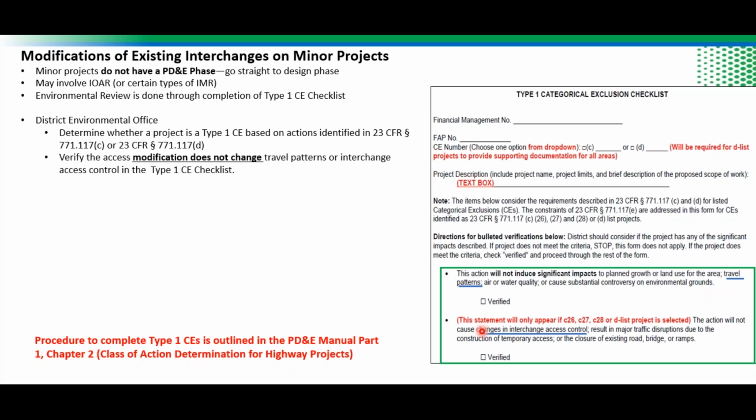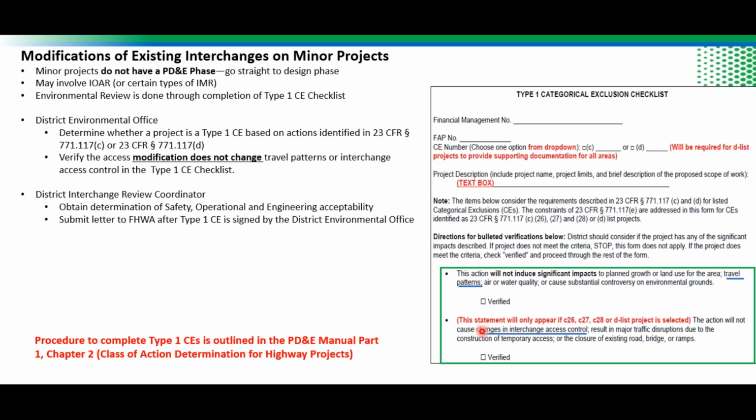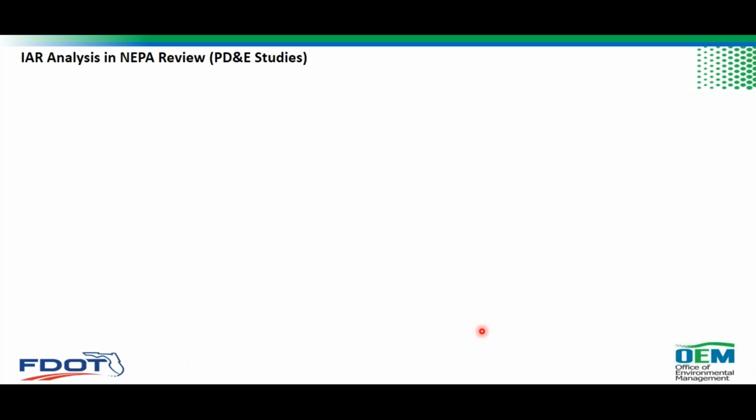The procedure of determining or completing a Type 1 categorical exclusion is outlined in the PD&E Manual, Part 1, Chapter 2, which is the class of action determination for highway projects. For these projects, the District Interchange Review Coordinator will obtain determination of safety, operation, and engineering acceptability, as Andrew said. Then later on, submit a letter to request final approval from FHWA after the Type 1 categorical exclusion is signed by the District Environmental Office. Okay, so this is kind of a recap of what I said before.